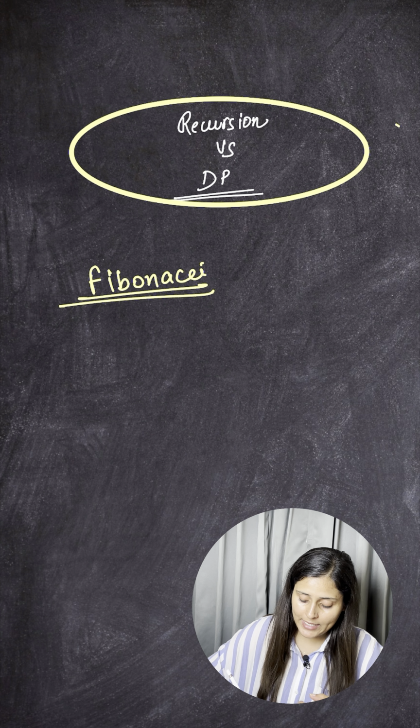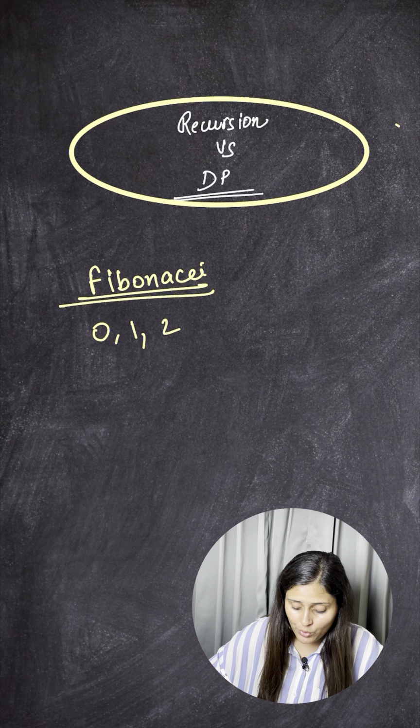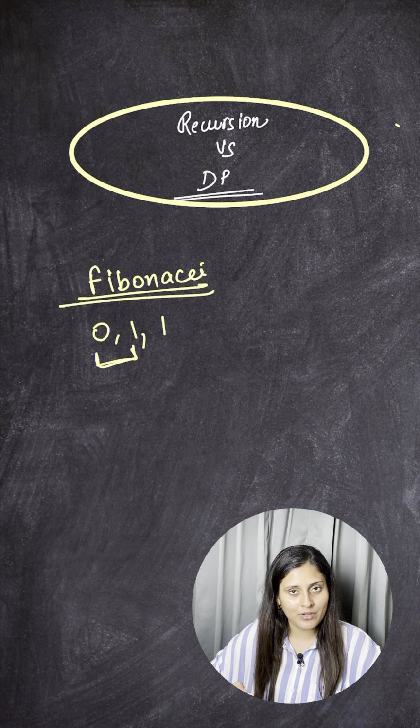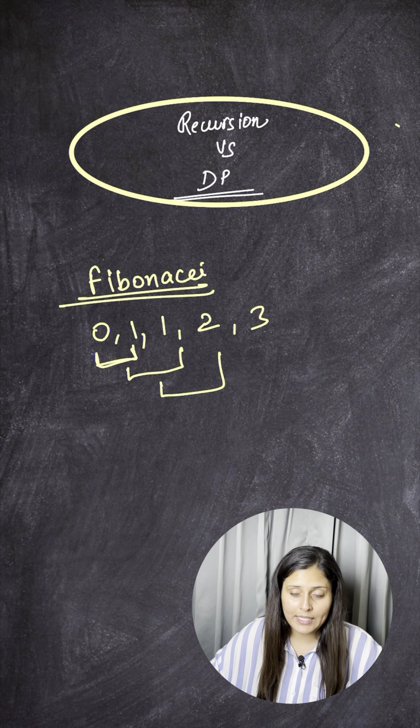What Fibonacci series says: for n is equal to 0, 0; for 1, 1; and for 2, it will give you the summation of the previous numbers. So n is equal to 2, summation will be 1. For n is equal to 3, summation will be 1 plus 1, 2. For n is equal to 4, summation of 1 plus 2 means 3, and so on.